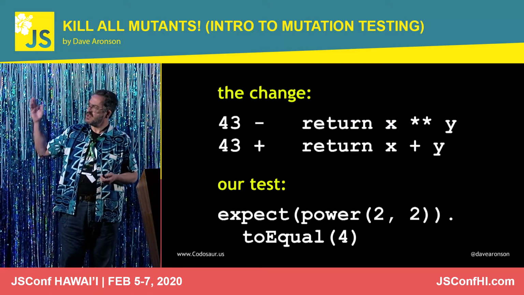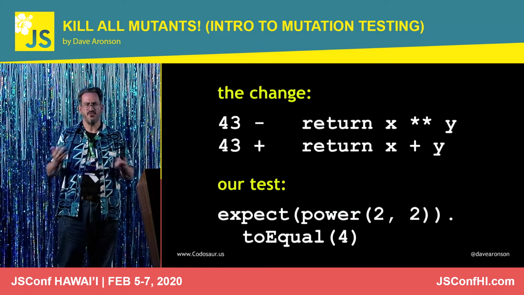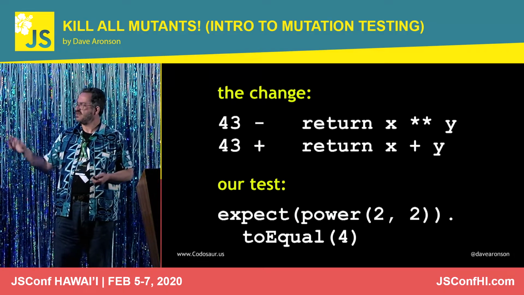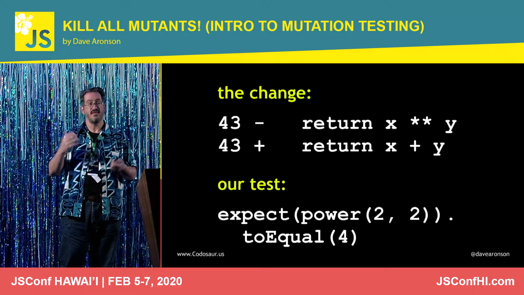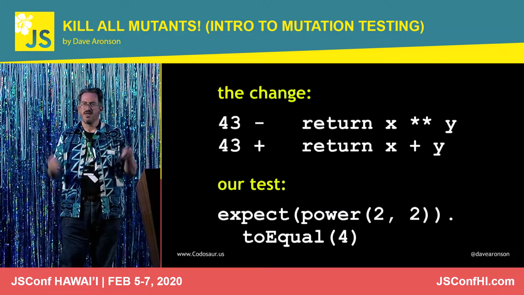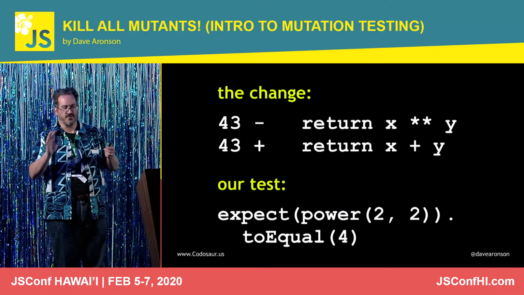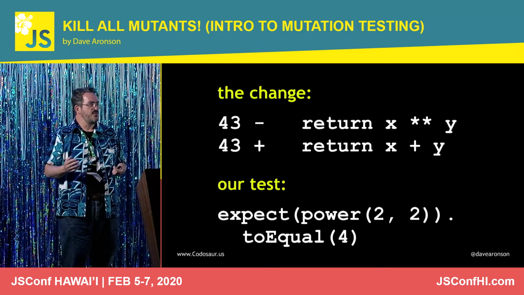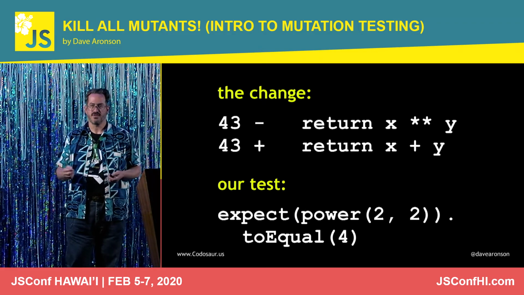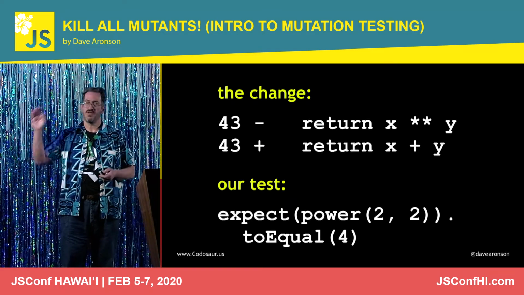Looking at this in combination with the test makes it pretty clear that this particular mutant survives because 2 plus 2 is the same as 2 to the second power. So in order to kill this mutant, or cover it, rescue it, whatever, we need to have at least one test that uses inputs such that x plus y is not the same as x to the y.